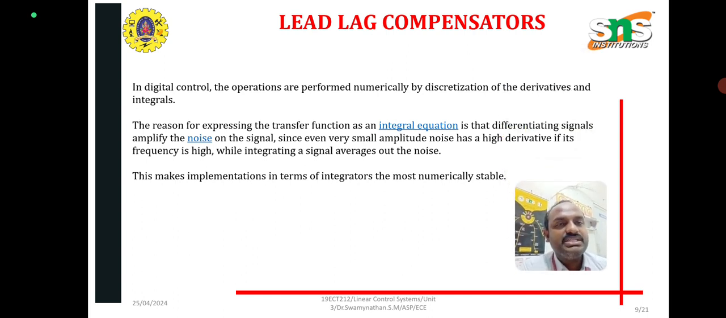In digital control, we use the integral equation rather than the derivative, since differentiating amplifies the noise signal. A very small amplitude of noise has high derivatives because its frequency is high, while integrating a signal averages out the noise. So this makes the implementation in terms of integrators more stable.